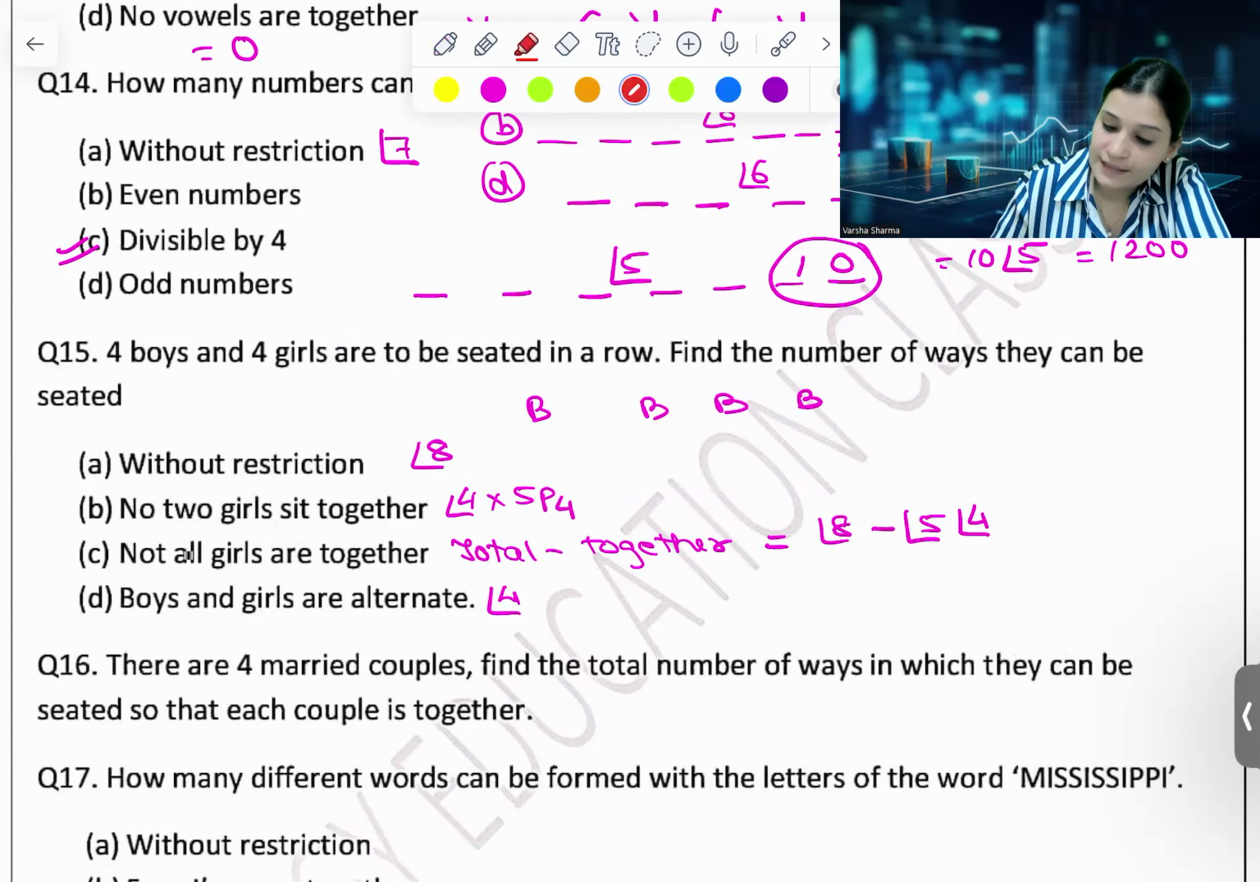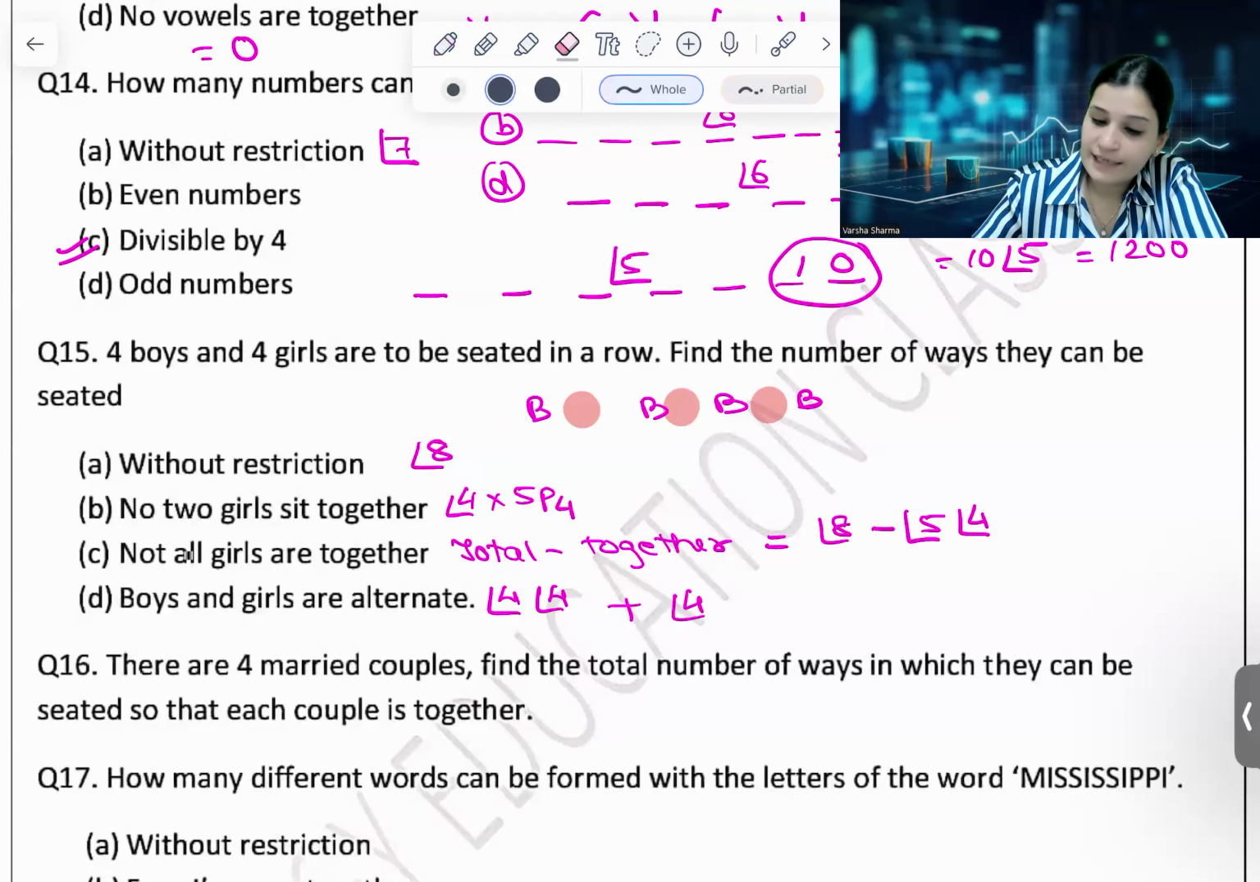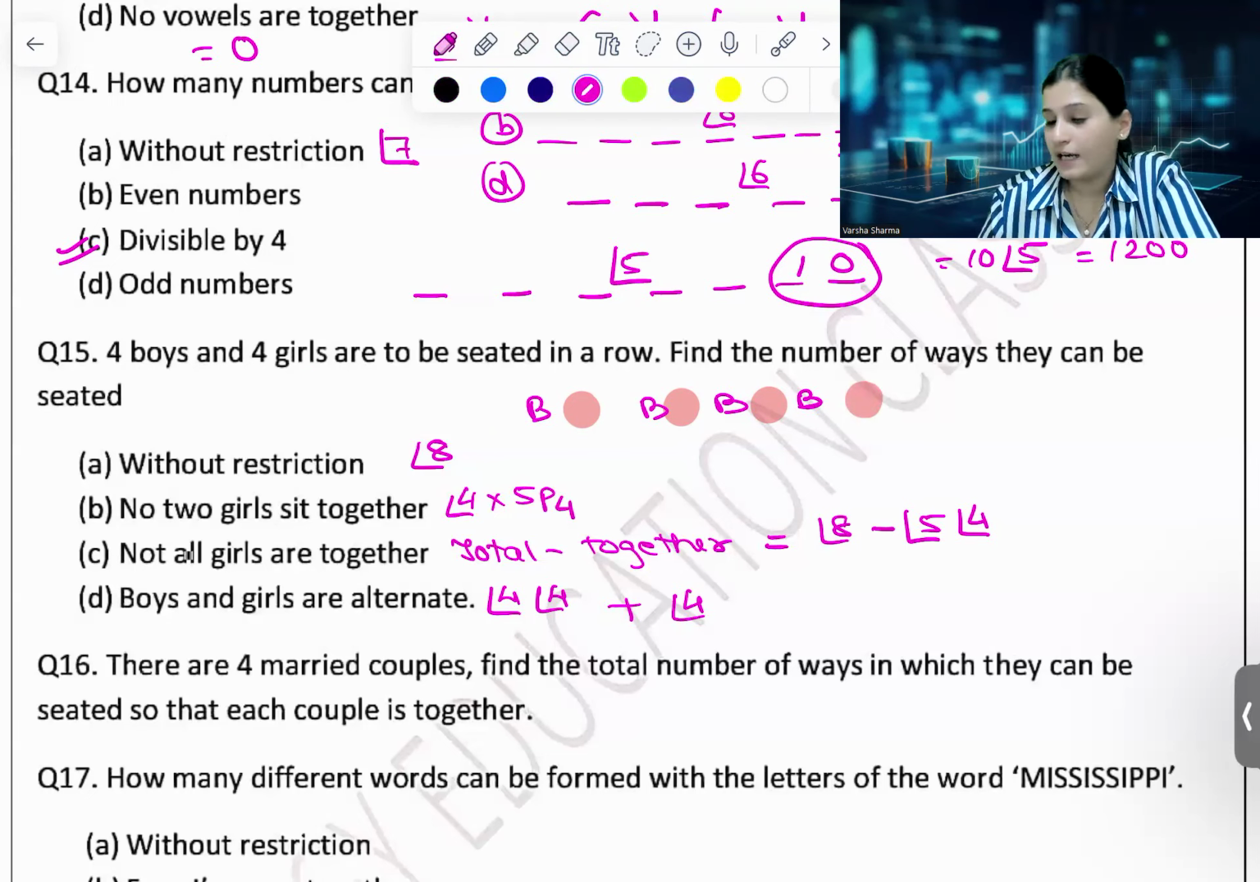Case 1, the girls can sit in these 4 positions. So 4 positions, 4 girls, no selection, only arrangement. 4 factorial. Or the boys sit 4 factorial, the girls can sit in these 4 positions. Again, 4 positions and 4 girls, only arrangement left. So 4 factorial. So 2 times 4 factorial, 4 factorial. Clear?